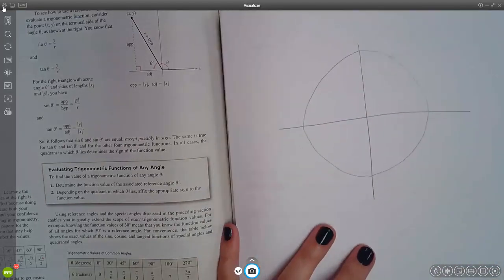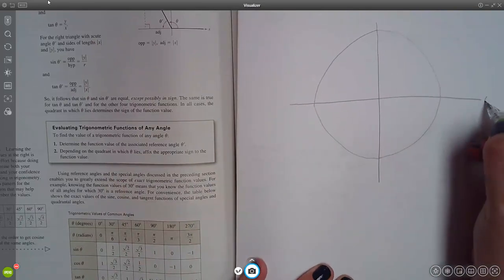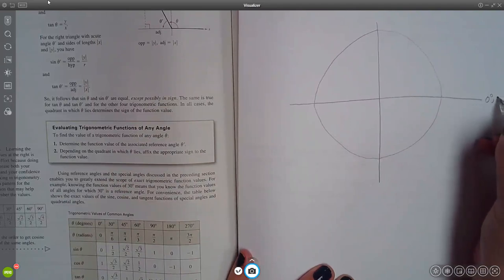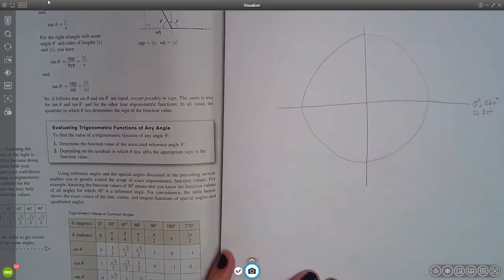Okay, good enough. Now, we know that this here is zero, it's 0 degrees or 360 degrees. It's also 0 radians or 2 pi radians, right? We know that much.